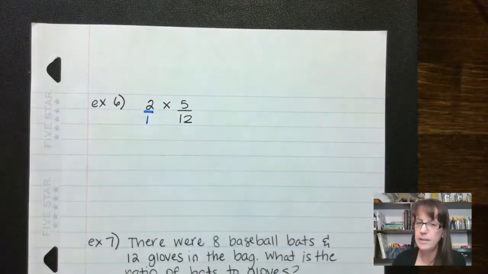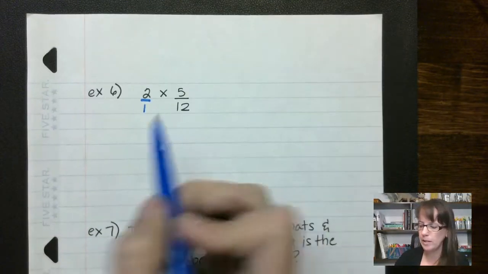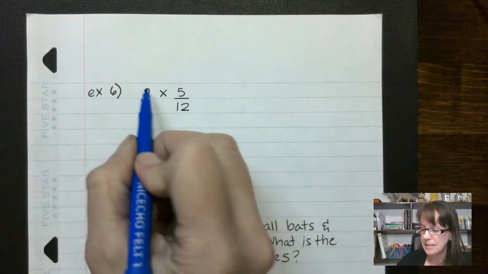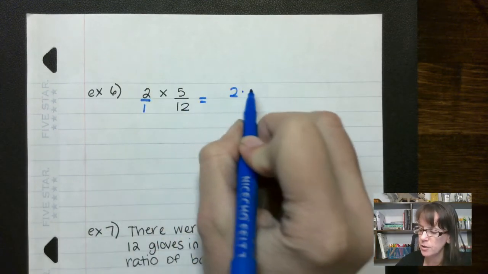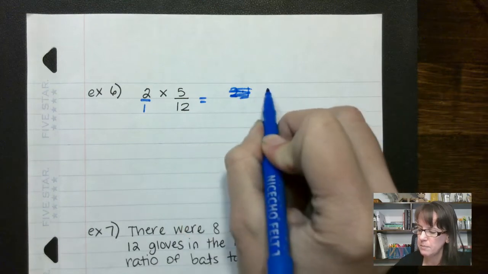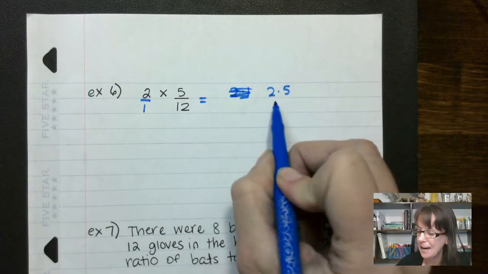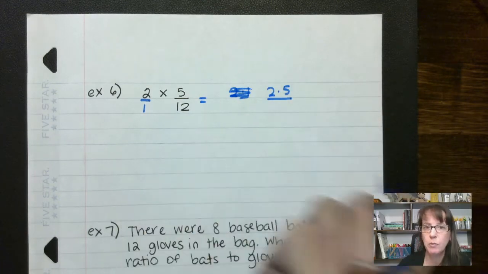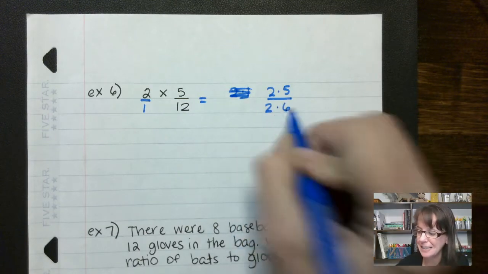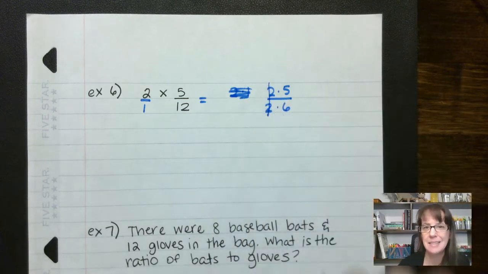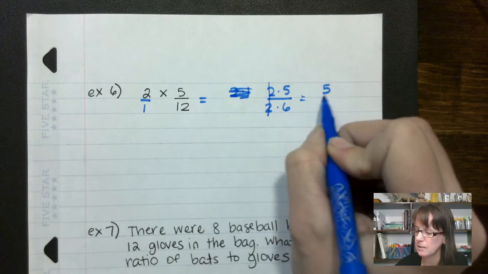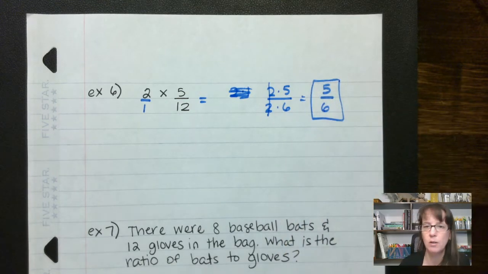We've got example number 6. We have 2 over 1, right? Because we can put anything over 1. Let's cross cancel. Divide, and when I'm cross canceling, this is why. Up top it's 2 times 5, and on the bottom it's 12. Well, 12 is really 2 times 6, right? So bam, let's get rid of those 2's and we're left with 5 over 6. 5 over 6, bam, you got it, that's it.